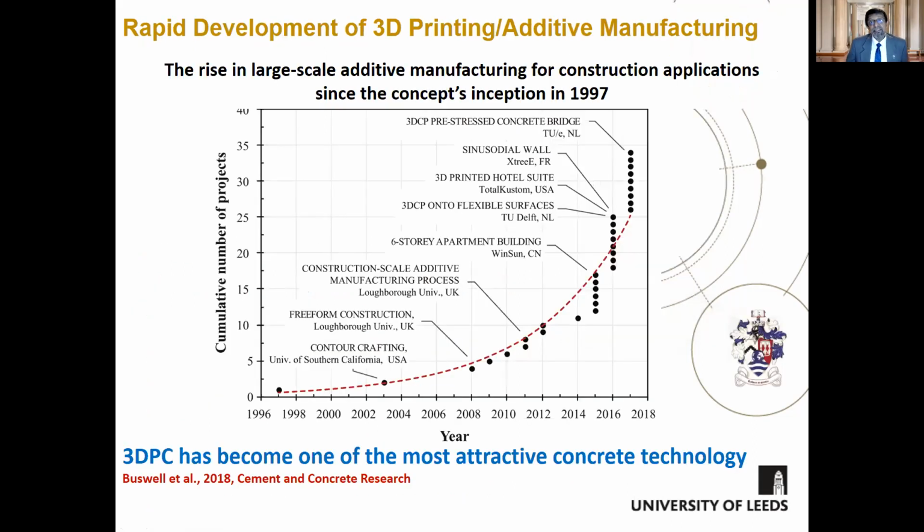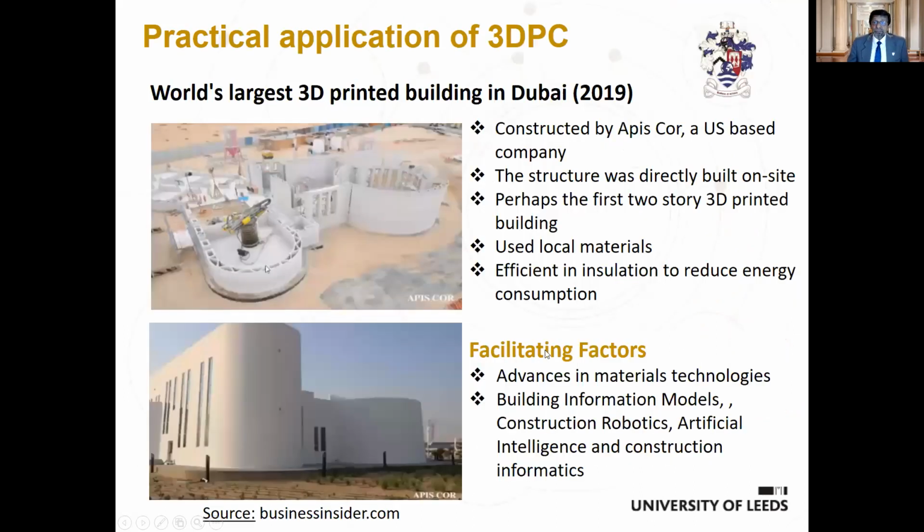Now, another aspect is 3D printing, or additive manufacturing. As you can see from this graph, there is an exponential growth in this technology, and it is one of the most attractive concrete technology options. Due to advances in material technologies and the use of building information models, construction robotics, artificial intelligence, and construction informatics, buildings can be constructed using 3D printing. This is an example of a 3D printed building in Dubai, which was constructed in 2019.